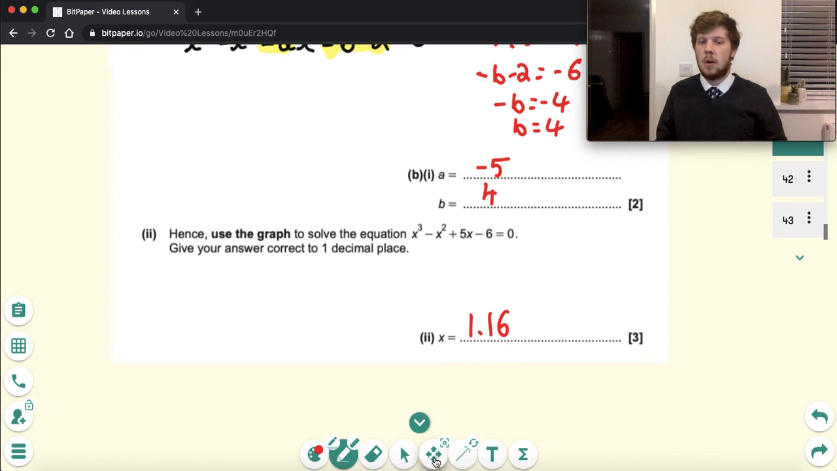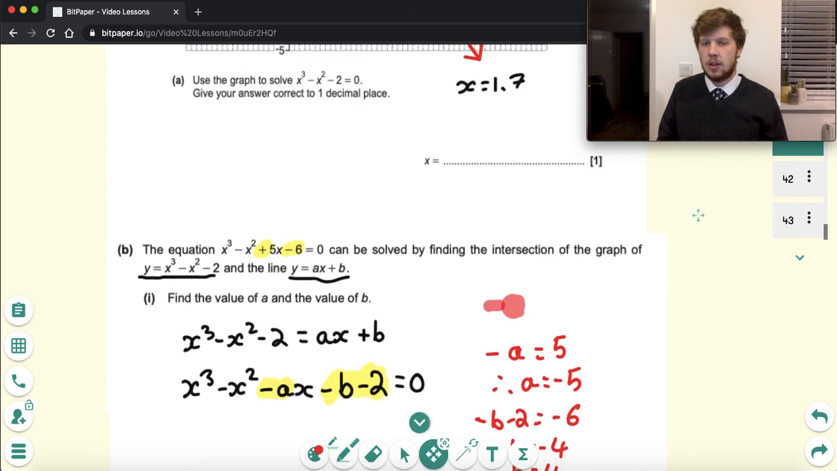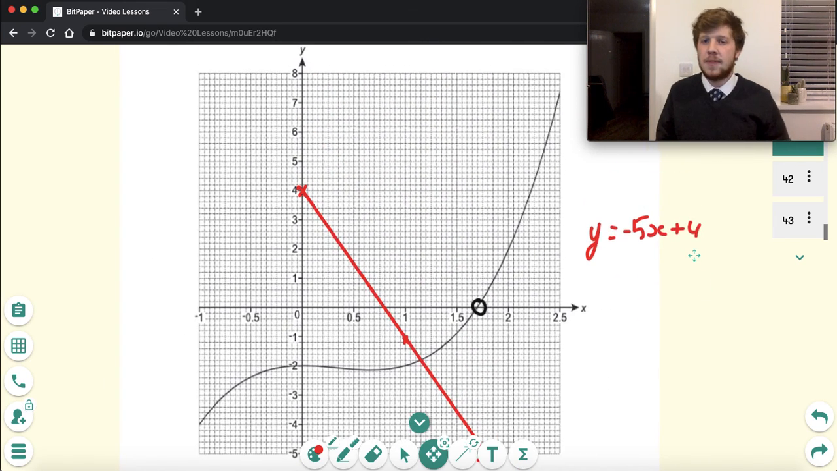Hopefully that will be more obvious on your paper where you can zoom in and see it, but that would be the end of this mock paper.